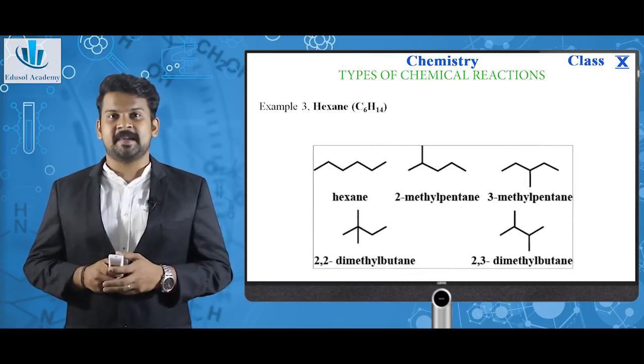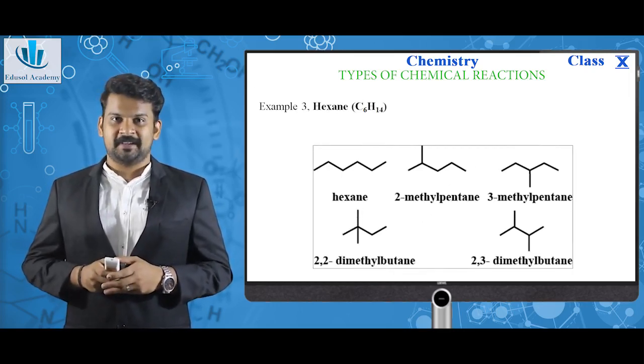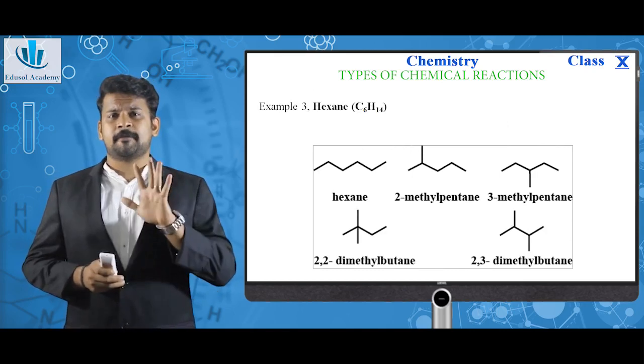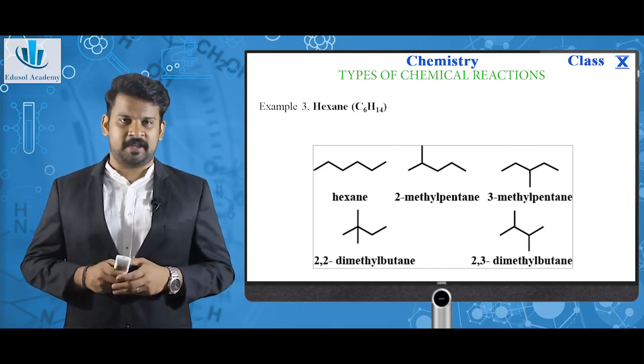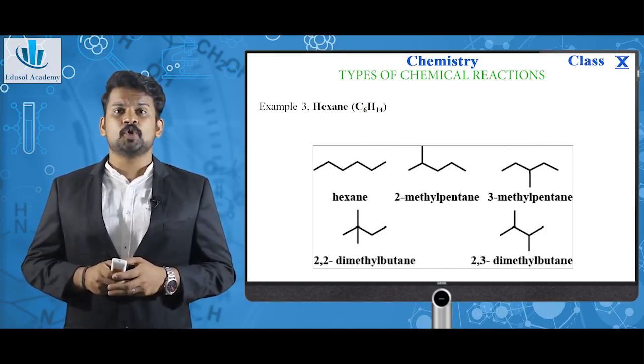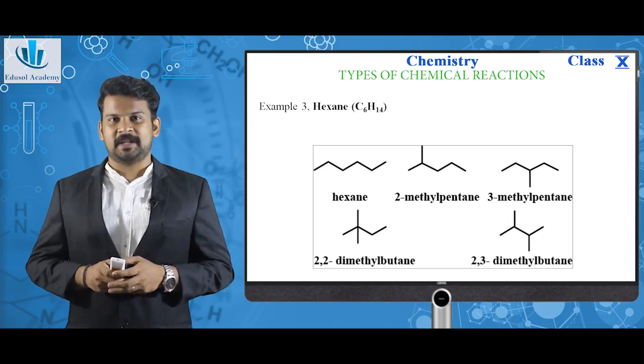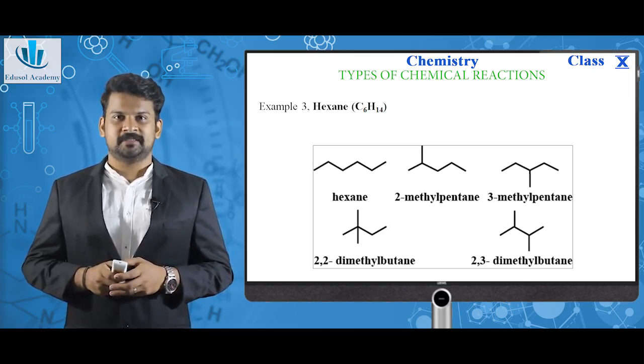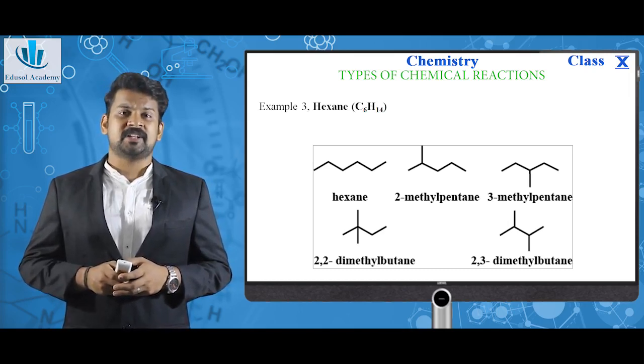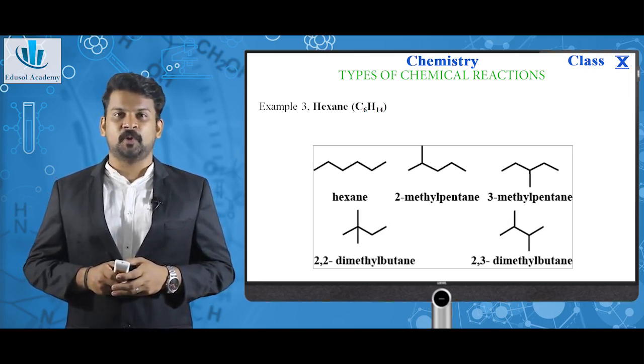Example 3, hexane, C6H14. As you can see here, there are 5 possible structural isomers for hexane: normal hexane, 2-methylpentane, 3-methylpentane, 2,3-dimethylbutane, 2,2-dimethylbutane. This is the line and dash form of drawing carbon molecules.